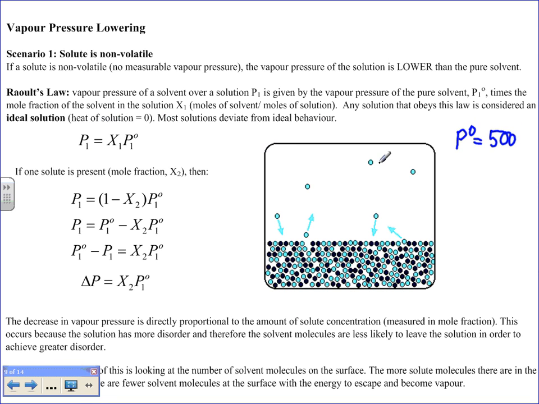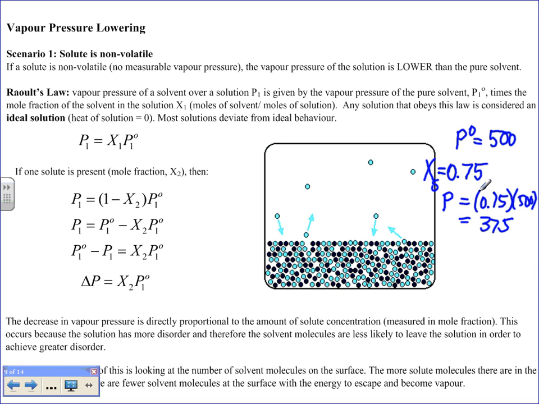Okay. Now, if I create a solution that is actually 75% of the solvent, so I put in 25%. Okay, so if there's a mole fraction of solvent at 0.75, what I would actually find is that the pressure would lower to 375.